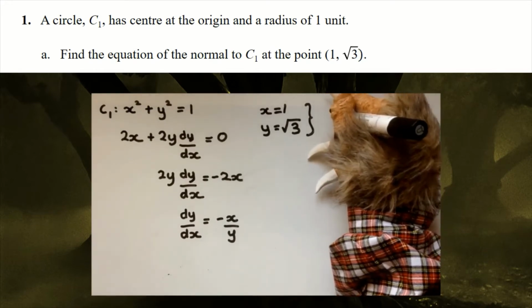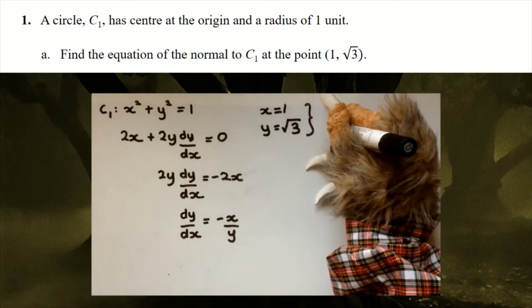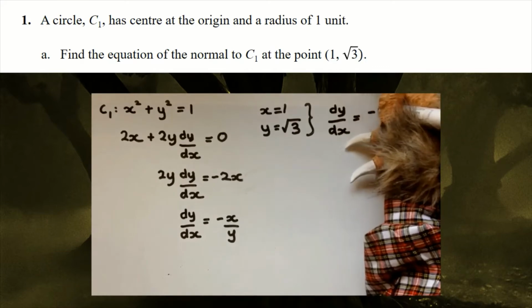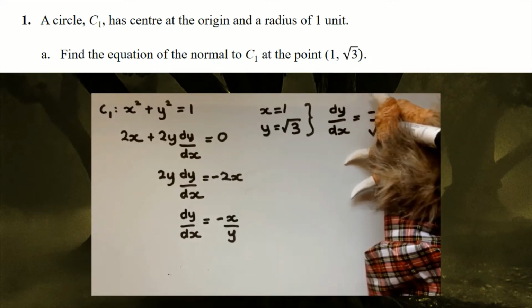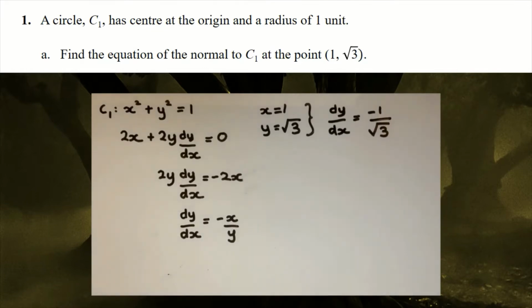So dy by dx, with x being 1, is going to be negative 1 over root 3. So the gradient at that particular point is negative 1 over root 3. You could be tempted to rationalise this, but there's no need, because we're going to find the gradient of the normal now. Now remember that the normal is perpendicular to the tangent. I'll just sketch this to remind you.